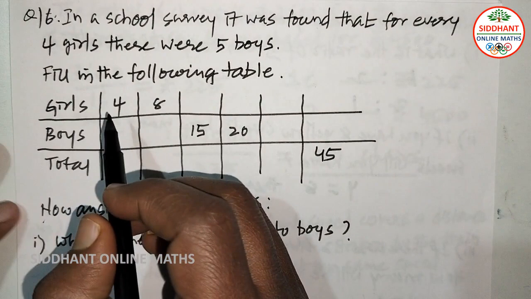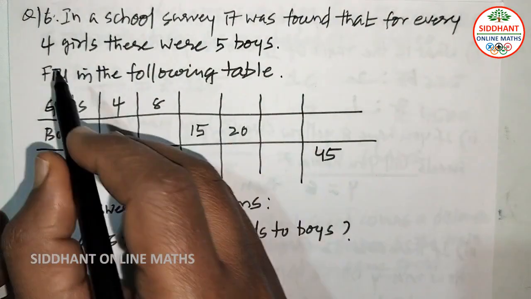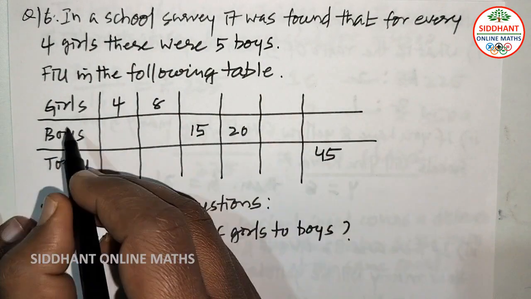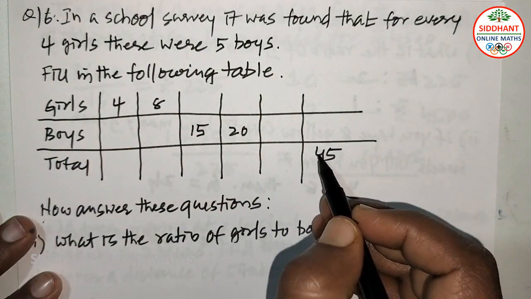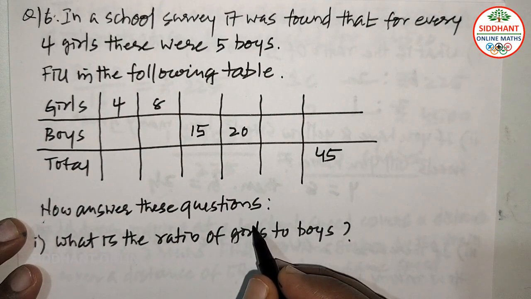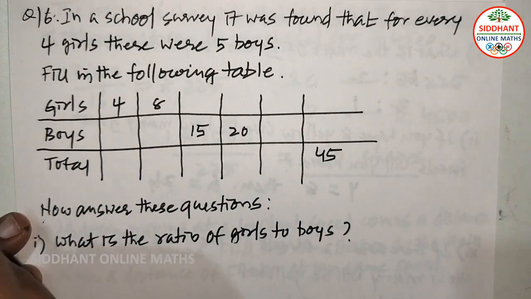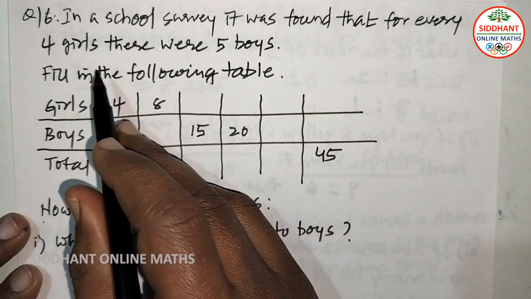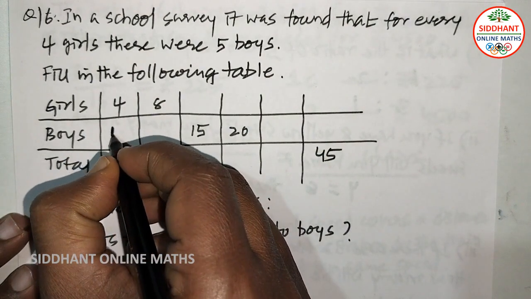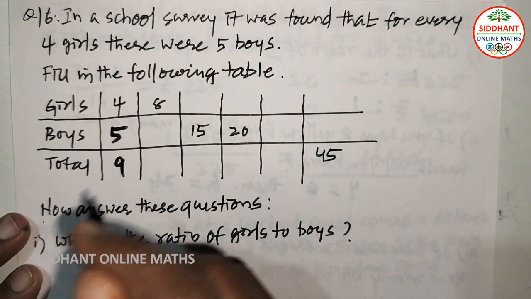Question number 16. In a school survey, it was found that for every 4 girls, there are 5 boys. Fill in the following table. So girls, boys, total is given here. After that they asked the questions. First we are going to fill the table here. In the question they have given, for every 4 girls there are 5 boys. So here girls are 4, then boys will be 5, then the total will be 9 here.